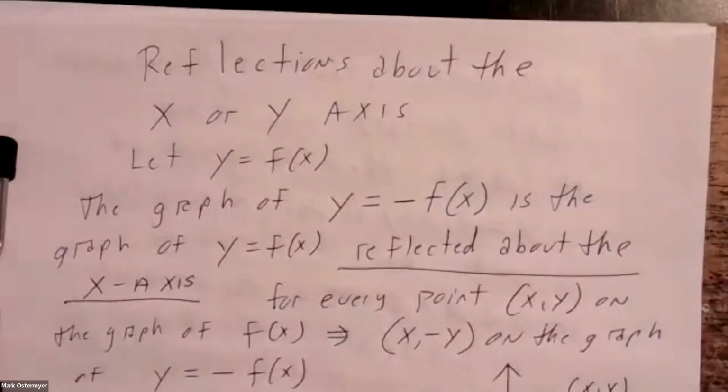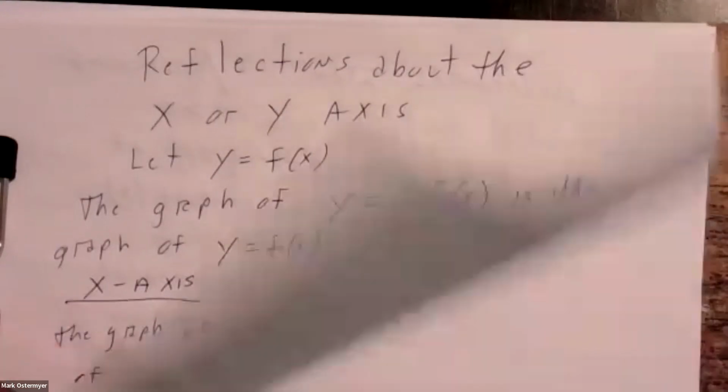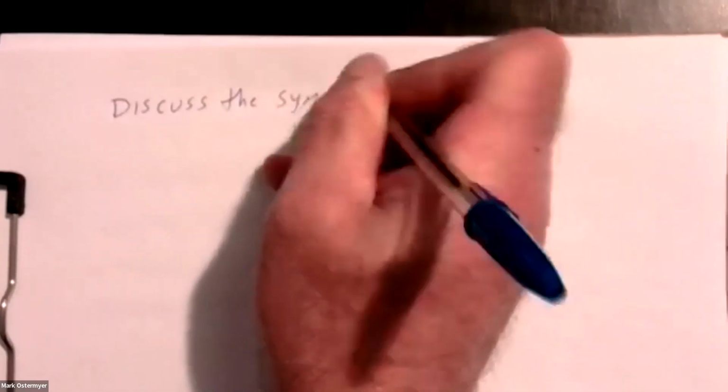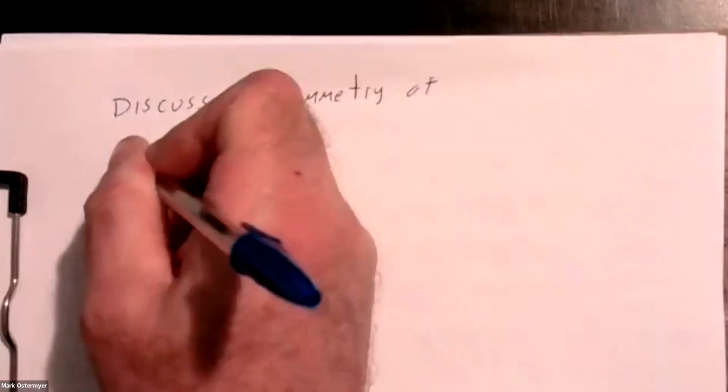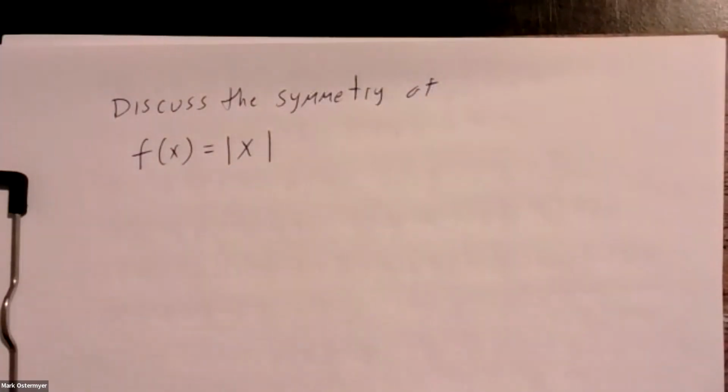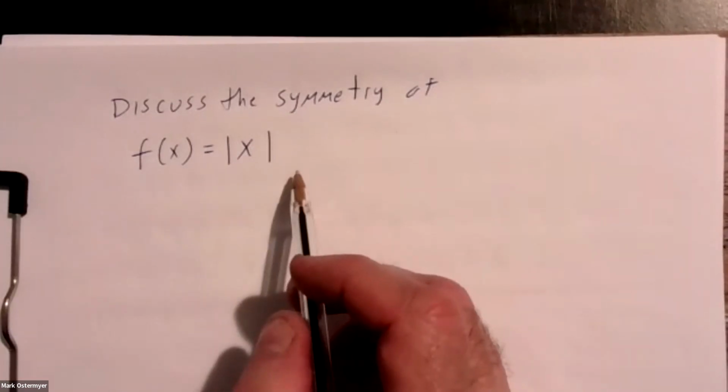So that's how you can tell if a graph is symmetric with respect to one of the axes or the origin. A typical problem involving this concept would be: discuss the symmetry of the function f(x) = the absolute value of x.